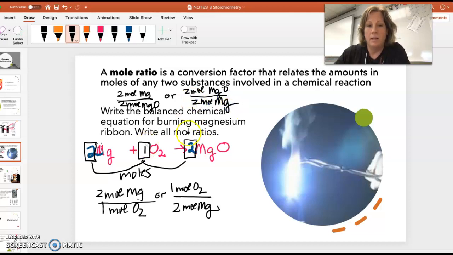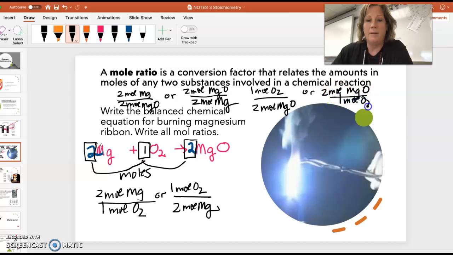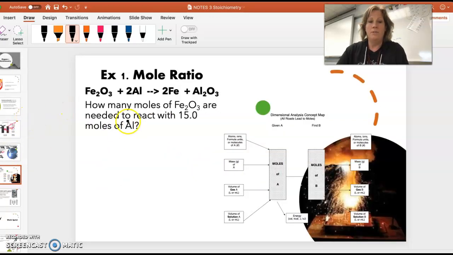And then I think the last set of mole ratios would be, I have for every 1 mole of oxygen that is reacted, I'm going to get 2 moles of magnesium oxide. Or I can write this with the magnesium oxide on the top and the oxygen on the bottom. So that's what a mole ratio is. It's a conversion factor that's going to allow us to relate any two substances in a chemical reaction. They could both be reactants. They can be a reactant and a product, or if you had more products, they could both be products. So let me show you.